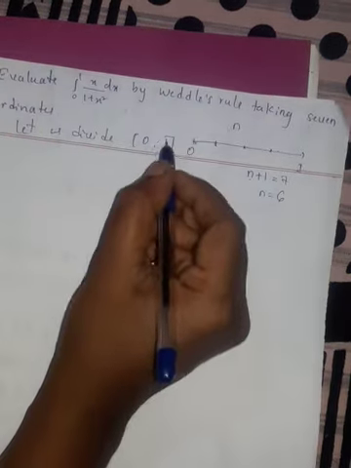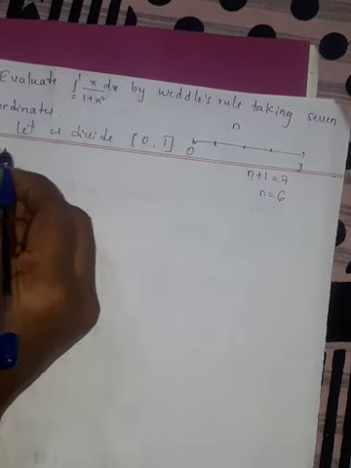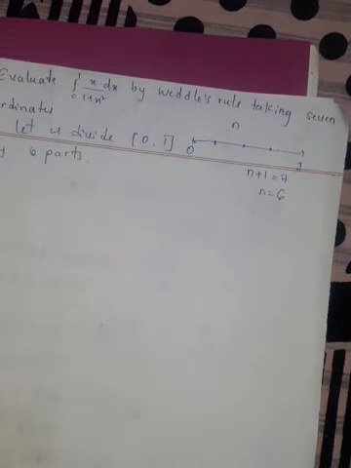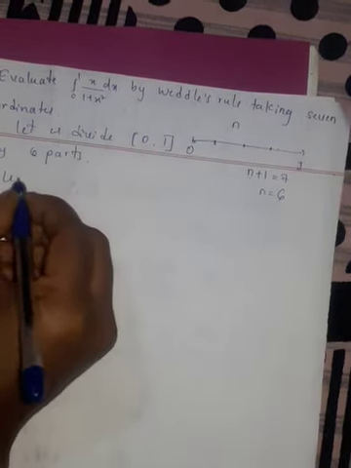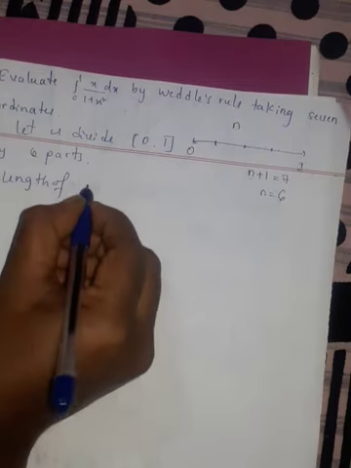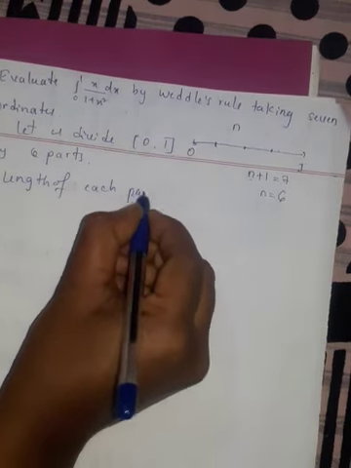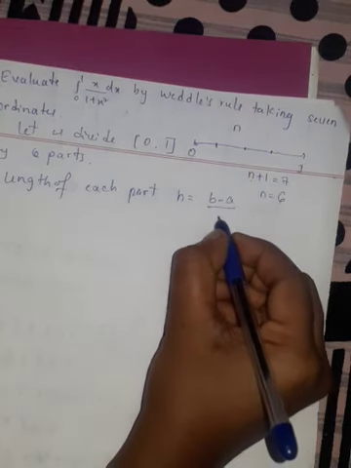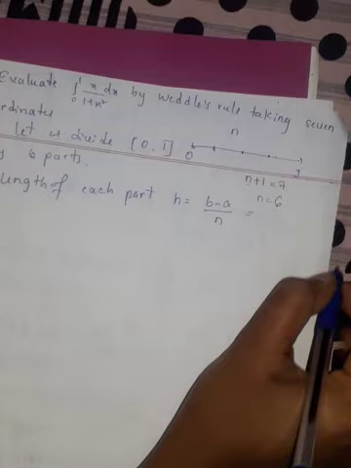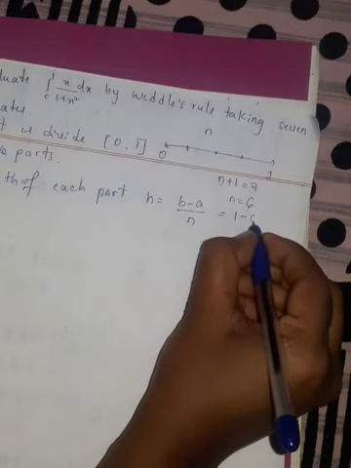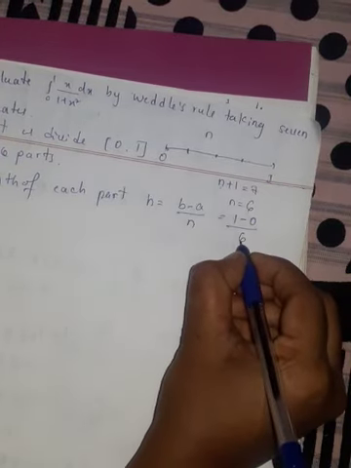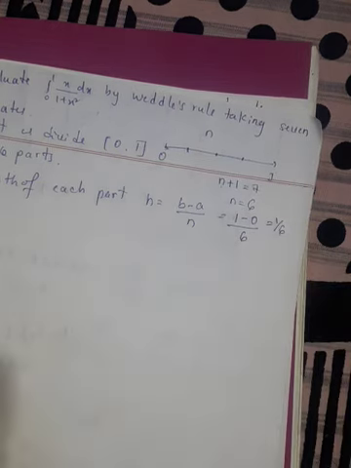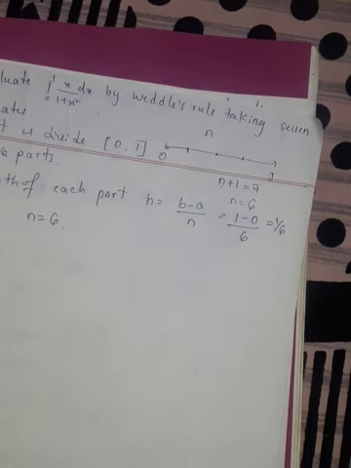So we divide this interval 0 to 1 into 6 equal parts. So our n is here 6. What is our length here? Length of each part? Length of each part is given as h is equal to b minus a divided by n. So what is our b here? 1, minus a is 0, divided by n is 6. So our width is 1 by 6 at n is equal to 6.